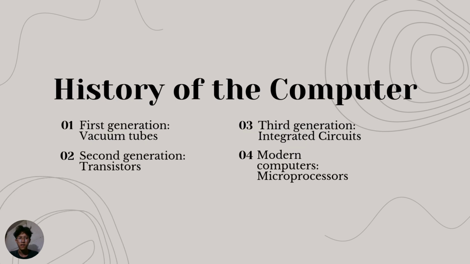Okay, history of the computer. Computers have gone through many changes over time. The first generation used vacuum tubes, and the second generation introduced transistors, which made computers smaller and faster. Then came the third generation with integrated circuits, and today we have modern computers using microprocessors, which are very powerful and compact.